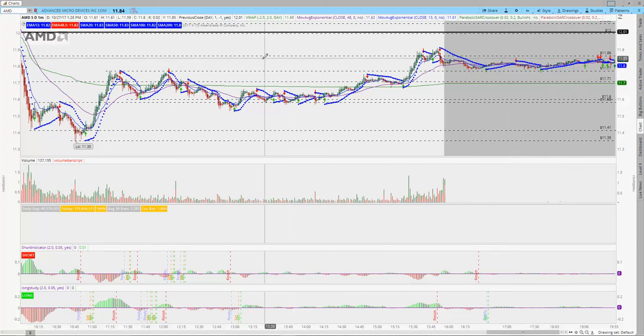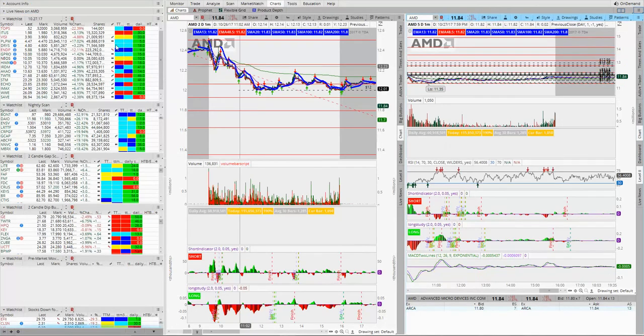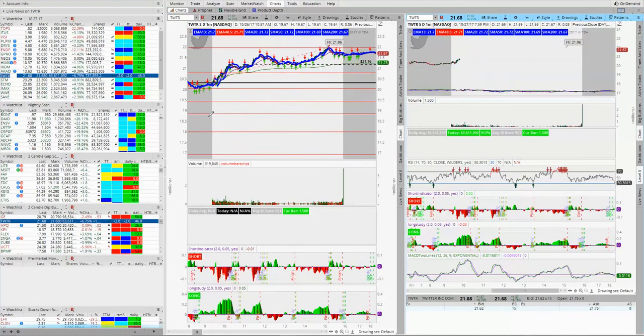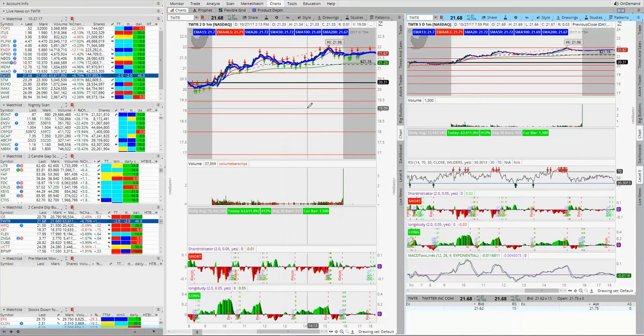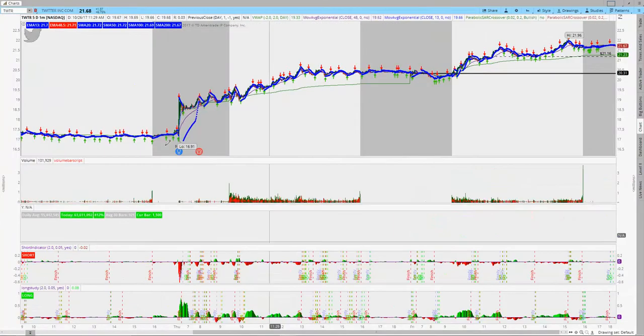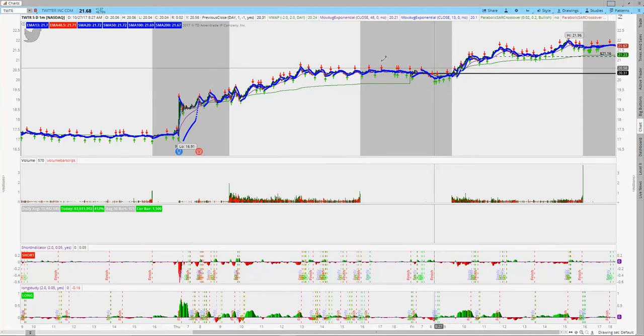The other stock, the big winner, was Twitter. Twitter was on my watch list. I posted it, and I just knew it was going to run because tech stocks are just on fire. Twitter had good earnings, and if you notice here, this was the previous day's high right here, 2031.